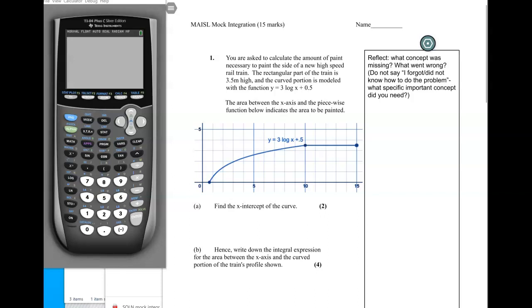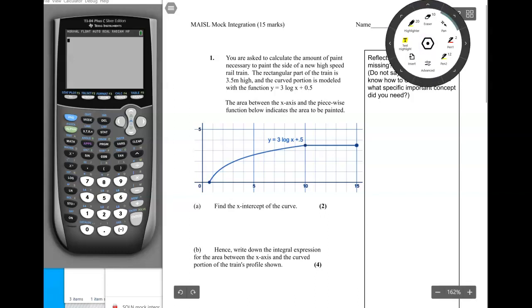This is the solution for the mock for integration. You are asked to calculate the amount of paint necessary to paint the side of a new high-speed rail train. The rectangular part of the train is 3.5 meters high, and the curved portion is modeled with the function y equals 3 log x plus 0.5. The area between the x-axis and the piecewise function below indicates the area to be painted.